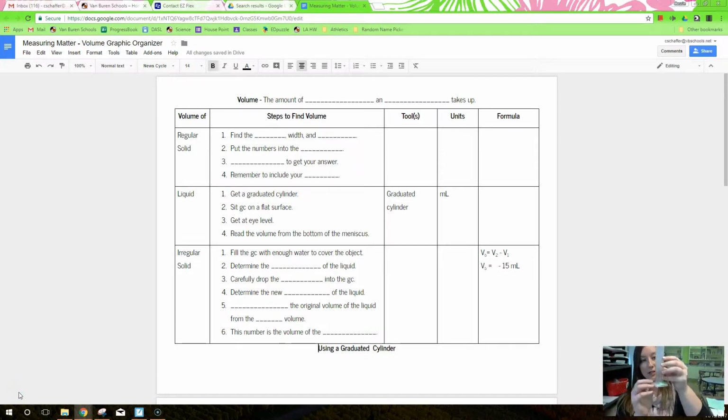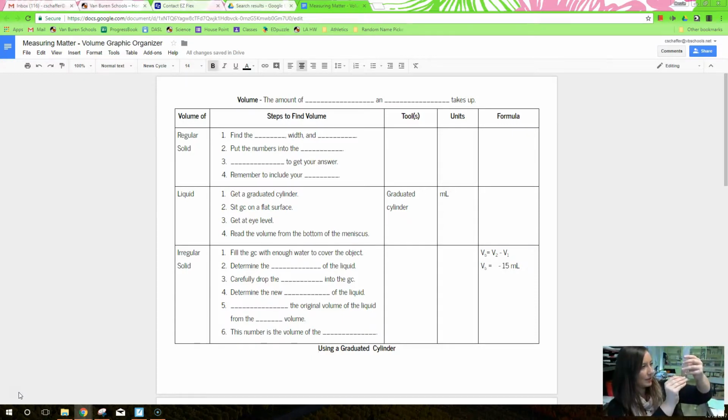Once I dropped that item into my graduated cylinder, you're going to see that the water level actually rose because the marble is displacing the water. It's pushing the water out of the way. The amount of water that's getting pushed out of the way is equal to how much space that marble is taking up. And remember, volume's measuring space. So if we can figure out how much water this marble pushed up, we can figure out the volume of the marble. That's why we're doing a subtraction, because we're trying to figure out the difference between the amount of water that we started with and the amount of water that was pushed out of the way.